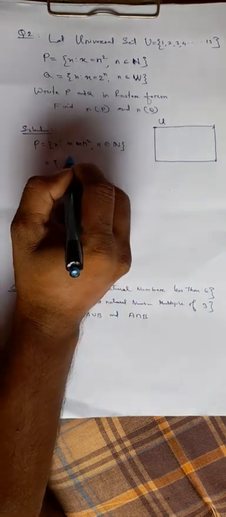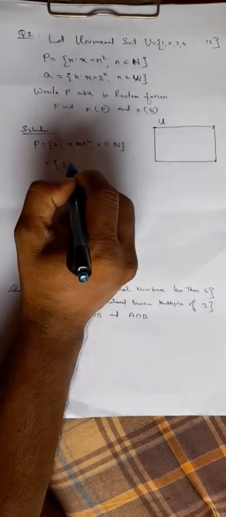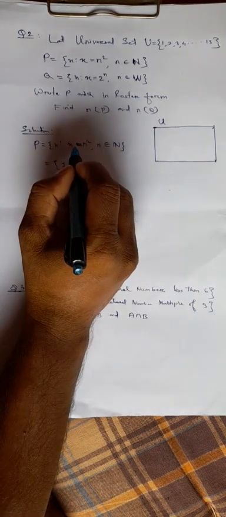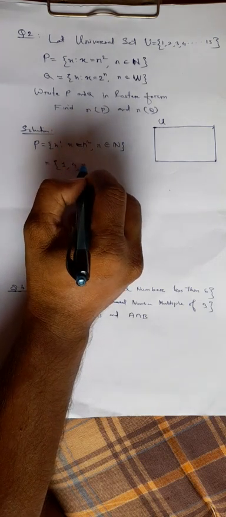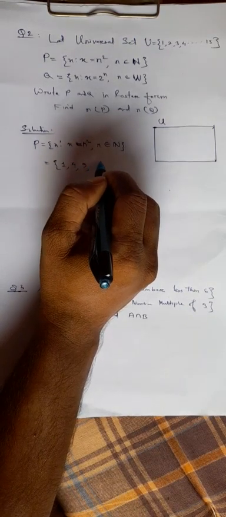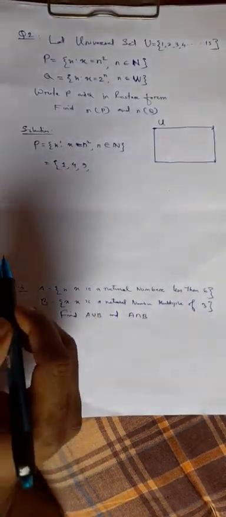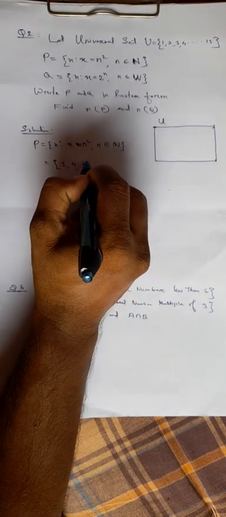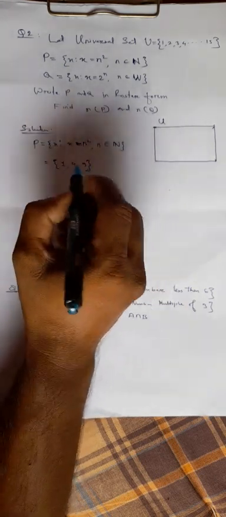So if you put n equal to 1 here, what will you get? x equal to 1 square means 1. When you put n equal to 2, 2 square means 4. When you put n equal to 3, x equal to 3 square means 9. When you put n equal to 4, you will get 4 square means 16. But 16 is not within the universal set. 16 is not an element of U, so we cannot consider n equal to 4. So when you write P in roster form, you get these 3 elements only, right?